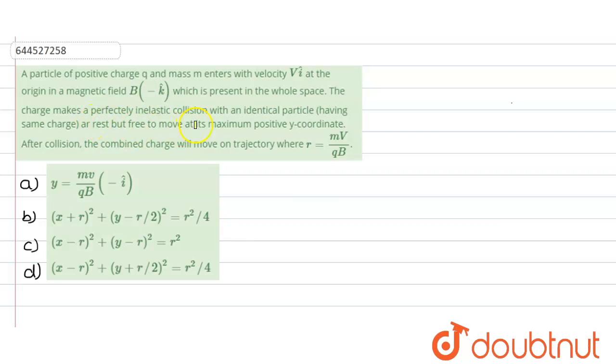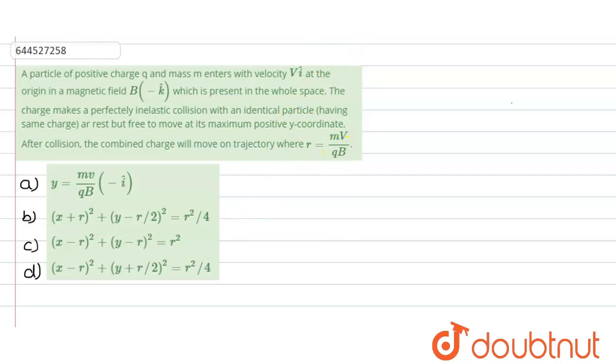Now the charge makes a perfectly inelastic collision with an identical particle having the same charge, at rest but free to move, at its maximum positive y coordinate. After the collision, the combined charge will move on a trajectory. We need to find the trajectory of the combined path, and the r value we can take, which is given in the expression, is equal to mv divided by qB.